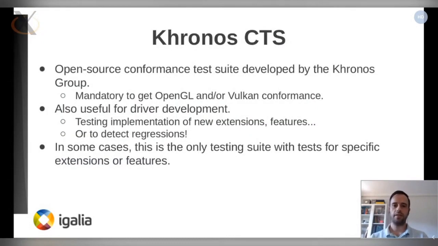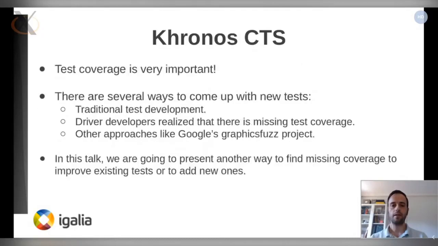What is Khronos CTS? It is an open source conformance test suite developed by the Khronos Group. It is mandatory for the drivers to pass the respective OpenGL or Vulkan tests in order to get the respective conformance. Furthermore, CTS is very useful for pure driver development. We can test implementations of new extensions, features, or even detect regressions. Unfortunately, there are cases where CTS is the only source of tests for specific extensions or features, especially for the newer ones. Because of that, the test coverage is very important.